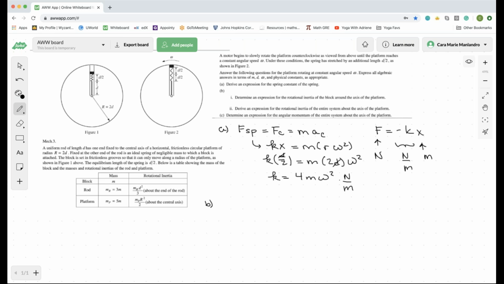Okay, determine an expression for the rotational inertia of the block. Okay, so by definition, I is going to be equal to the sum of your mr squared. And from there, we just make a substitution. So this is 4md squared. Okay, any questions on that one?